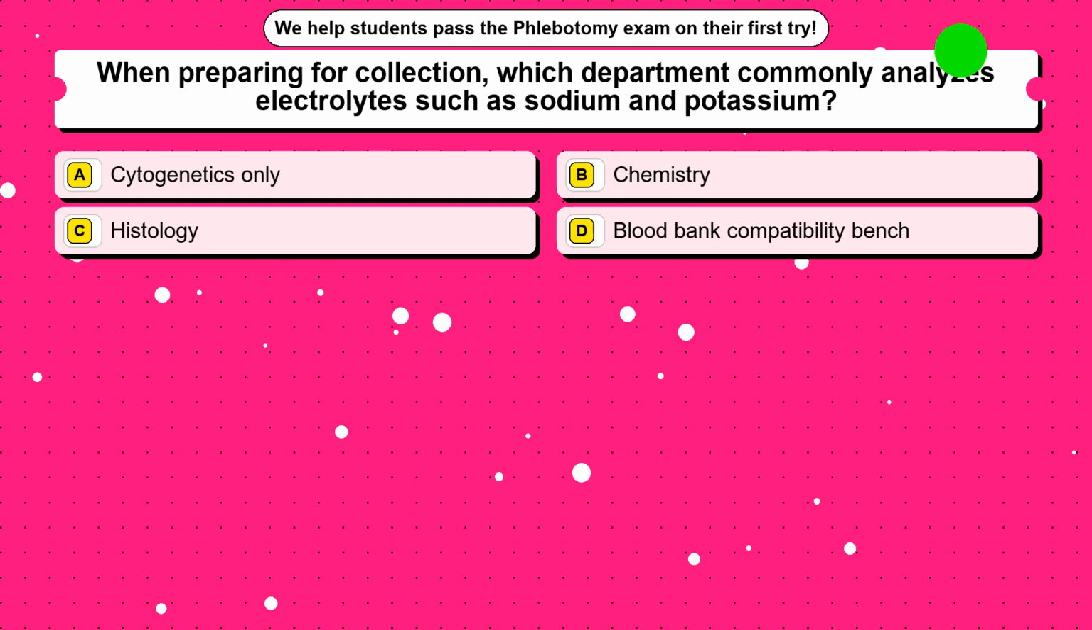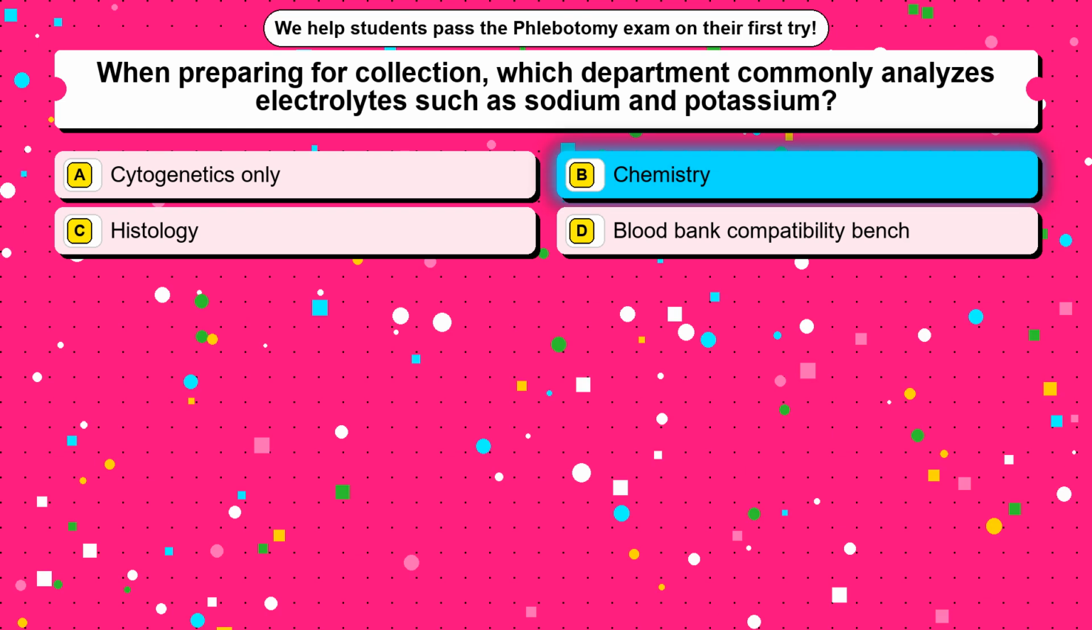Question 99. When preparing for collection, which department commonly analyzes electrolytes such as sodium and potassium? Option A. Cytogenetics only. Option B. Chemistry. Option C. Histology. Option D. Blood bank compatibility bench. The correct answer is option B.